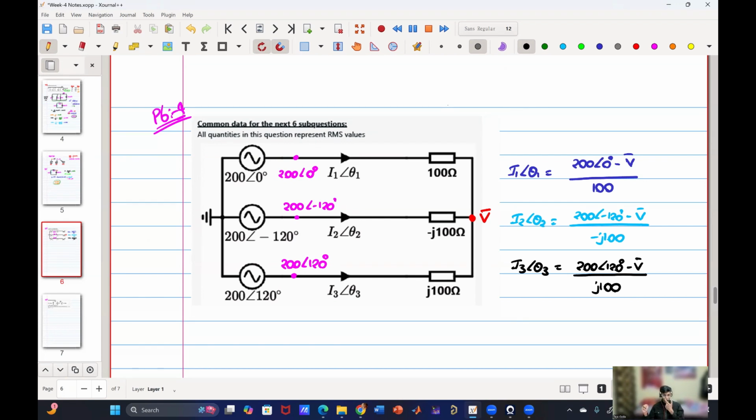Clear how I got these three expressions? Basically, I have considered the node voltage to be V phasor, V bar, and then I have calculated the currents individually.